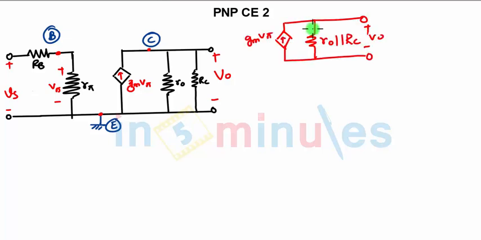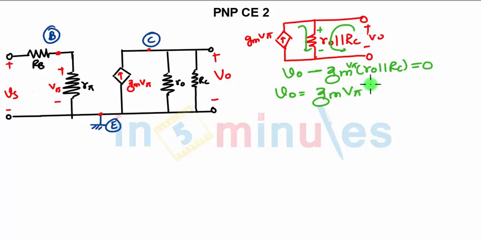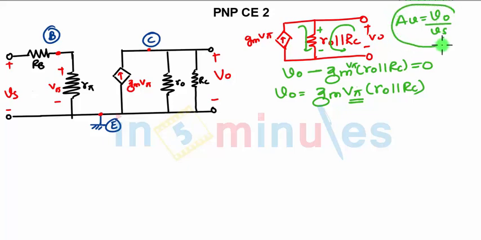Now the current flowing through RO parallel to RC is in the same direction, positive, negative, and we are applying KVL in this direction. So I can write VO, we are leaving with negative sign, VO minus GM into RO parallel to RC equals 0. That is, when you are applying KVL in the output loop, you will get this equation. So I can write VO as GM V pi into RO parallel to RC. Now if I remove this V pi, what is the equation for AV? It is nothing but VO upon VS. So if I get V pi in terms of VS, I can find the equation for AV.